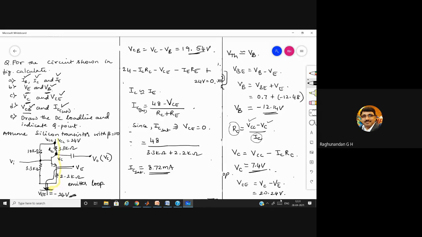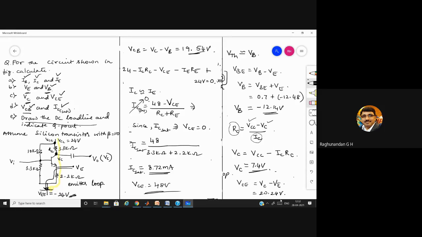Similarly, if you want VCE, what will we do? Take IC equal to 0 in the equation. This implies VCE is equal to 48 volt. So now we are in the last stage.